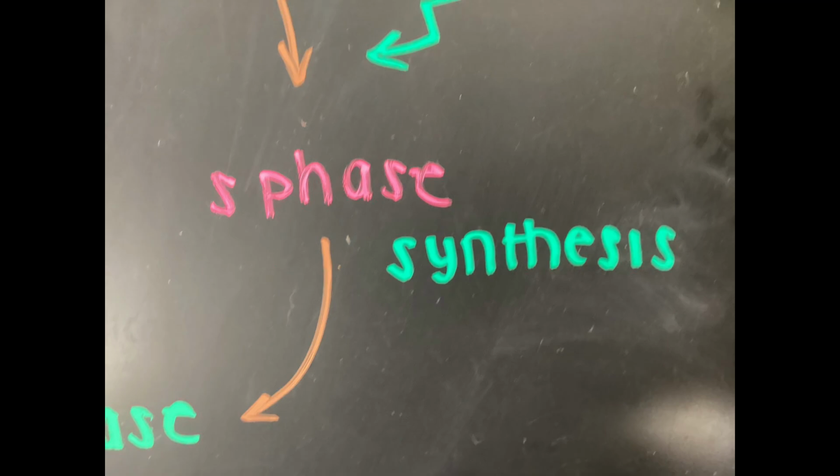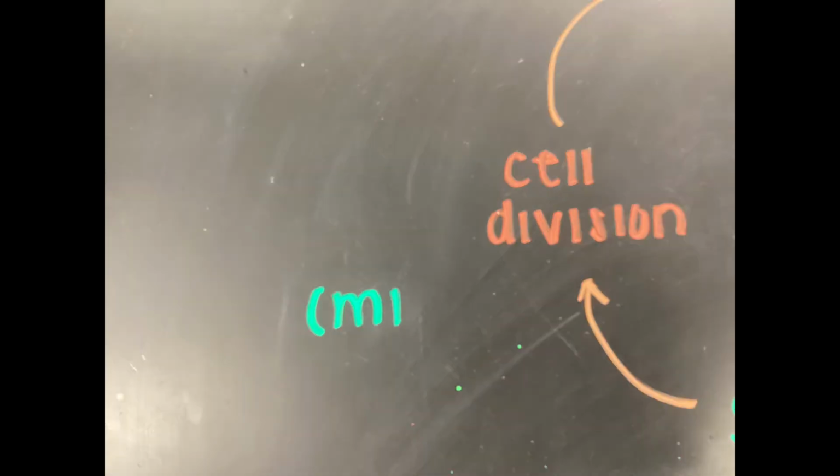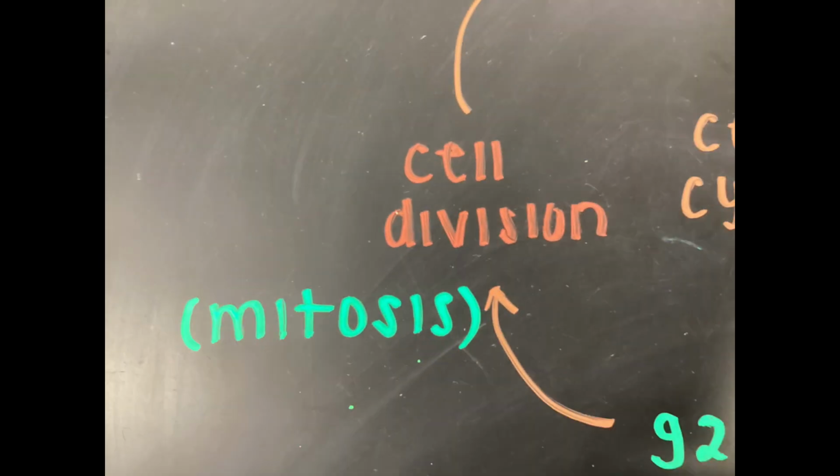DNA is synthesized and replicated in this phase. The G2 phase is another growth phase, but the cell prepares to enter mitosis. And finally, the cell division occurs in the M phase. During the M phase, the cell is visibly dividing and undergoes mitosis and cytokinesis.